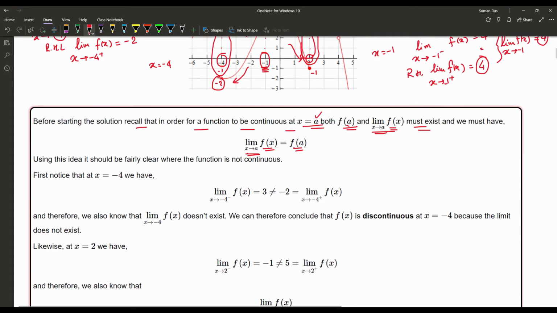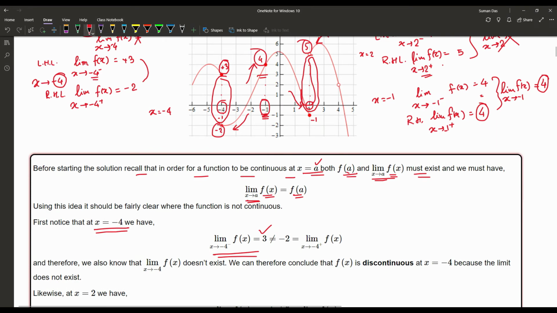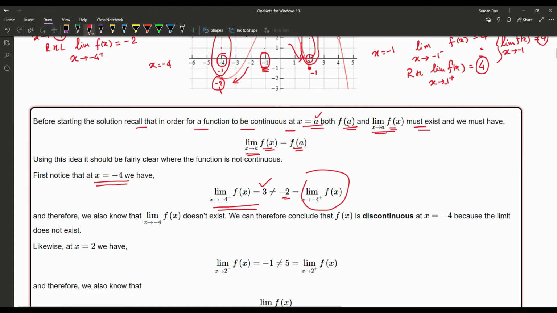Now once again, as we have already said, when we have x equal to -4, the left hand limit has the value 3. Already we have found it, and for -2 we already said that is for the left hand limit. So the limit does not exist and the function f(x) is discontinuous at x equal to -4.